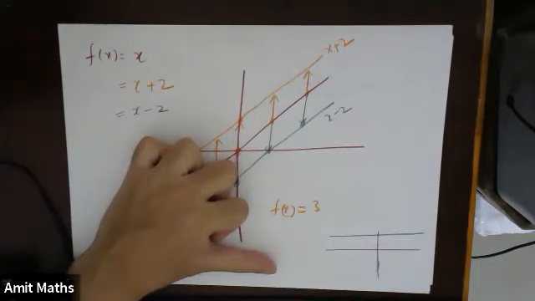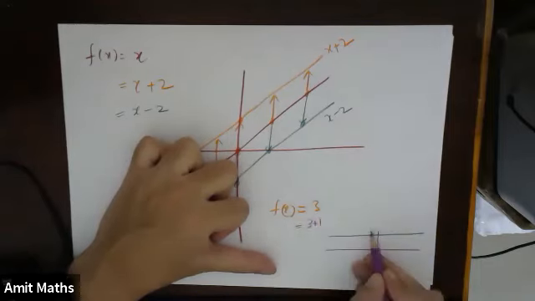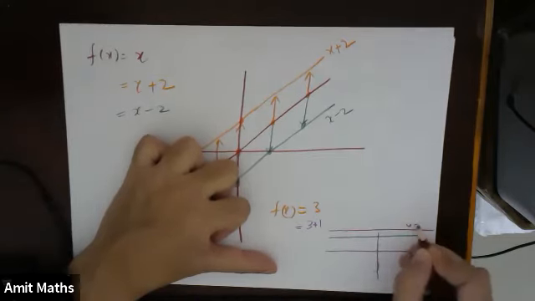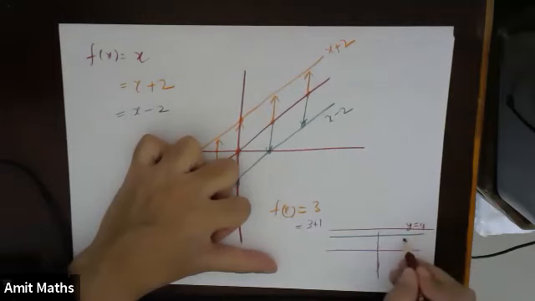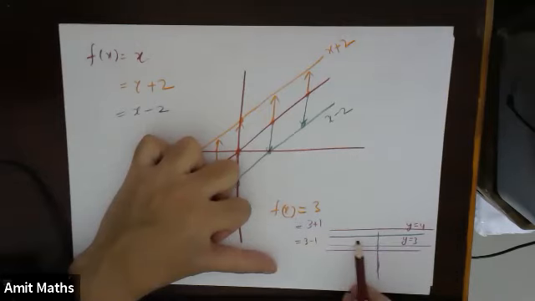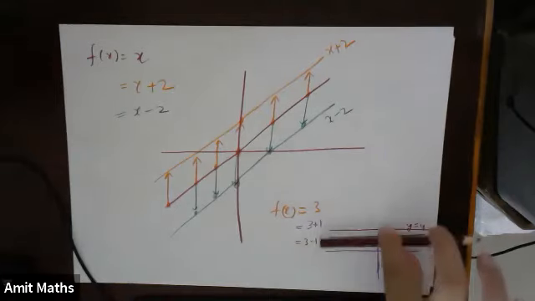If I add 1, this will become 3 plus 1. So every point will shift 1 upward, and the new graph will be y equals 4, while this is y equals 3. If I subtract 1, 3 minus 1, the whole graph will shift downward. This is y equals 2. Understood? Shifting upward, shifting downward.